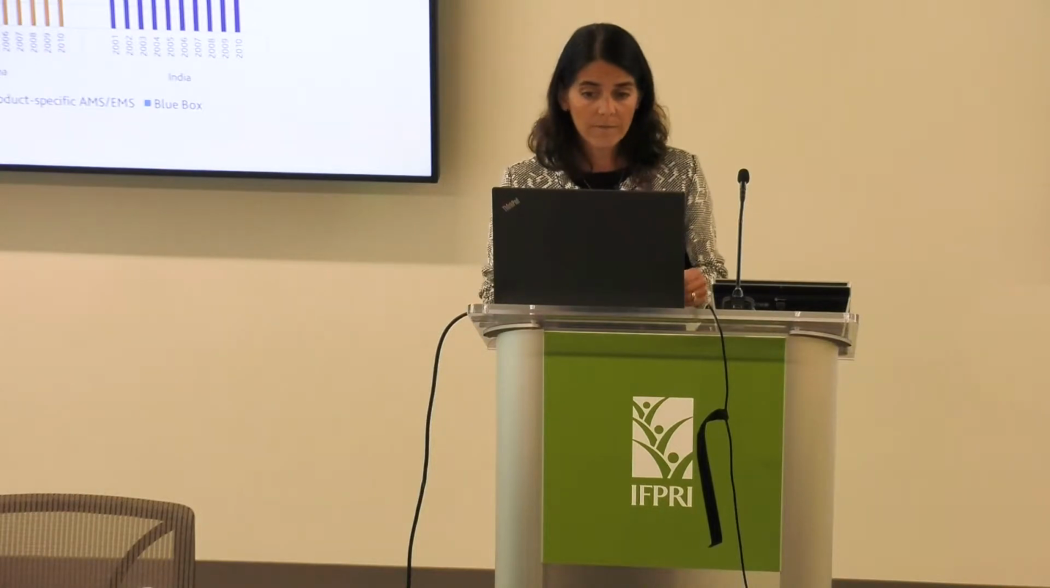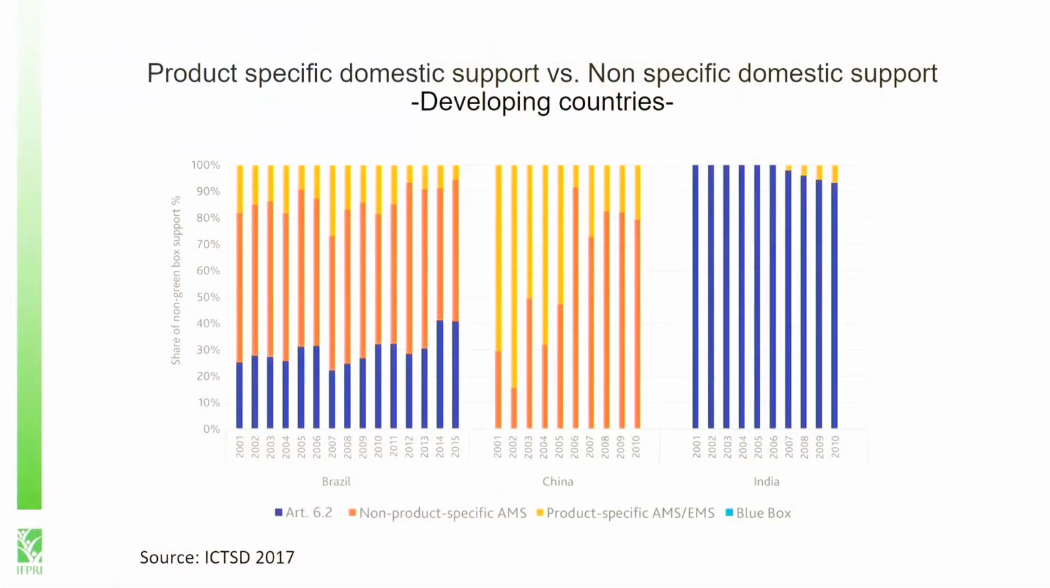If now we look at developing countries, which in this graph are exactly the same ones that we talked about, Brazil, China, and India, we can see that they have a totally different way of how they give the domestic support. And in this case, it's very non-product specific. So Brazil and India, for example, have less than 10% given to product specific, and China is around 20%.